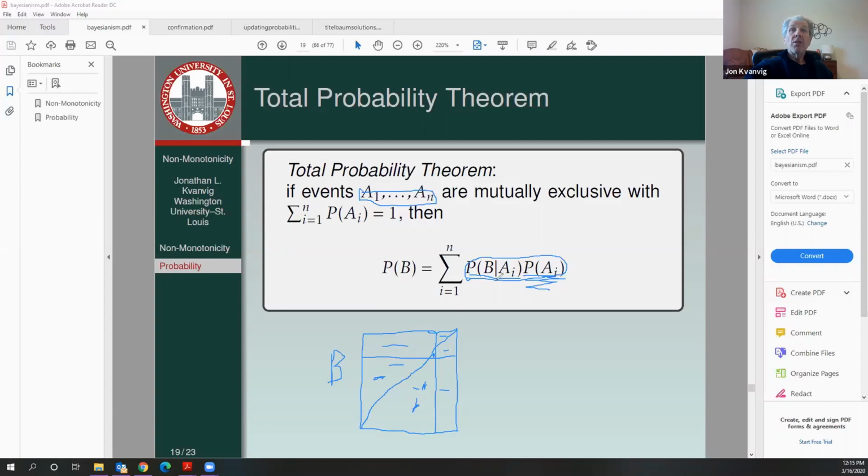But remember, the probabilities of all of these partitions sum to 1 because the partition is exhaustive. That's the total probability theorem. The conditional probabilities on each part of the partition times the size of the partition itself. Sum all of that, and that will give us the probability of B.